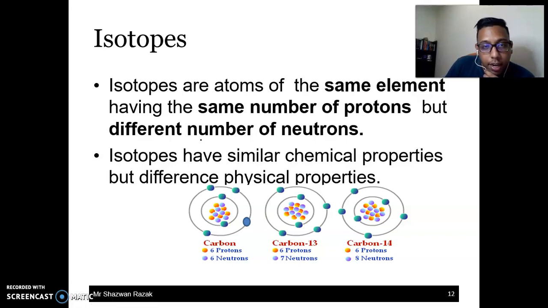But if we change the number of neutrons, we will get species called isotopes. Isotopes are defined as atoms of the same element that have the same proton number but different number of neutrons. We have many isotopes in this world. Oxygen has them, carbon has them. An example here is carbon 12, carbon 13 and carbon 14. See here, the proton is the same, but the neutron is different.